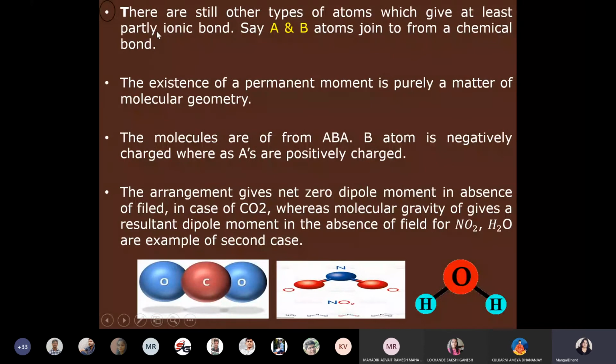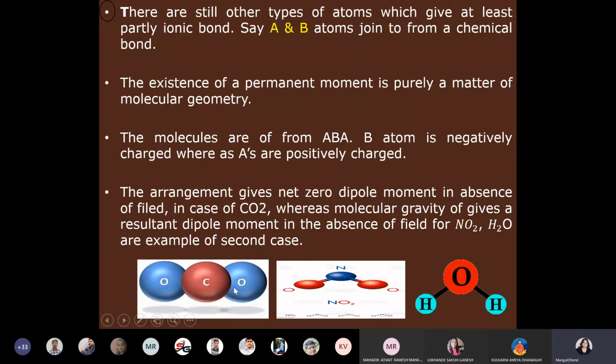Now there are two types of examples. So you consider atoms of A and B, and you just consider A, B, A. So two cases arise. This is the first case, this is the second case. So what is this? A, B, A, C. A is oxygen, and B is only one. So B is carbon.